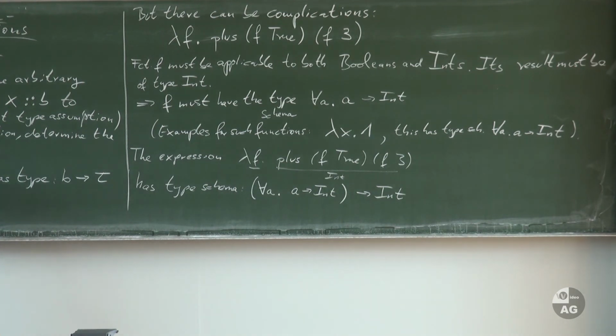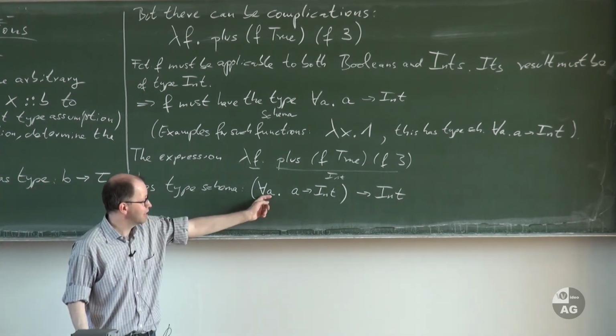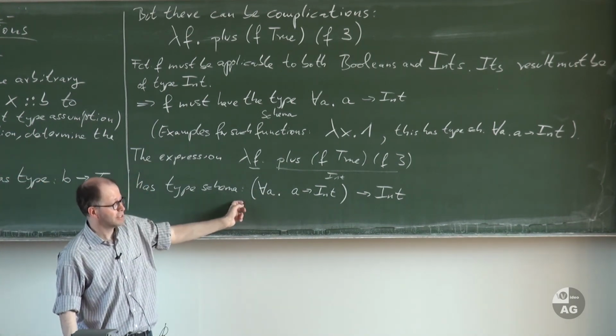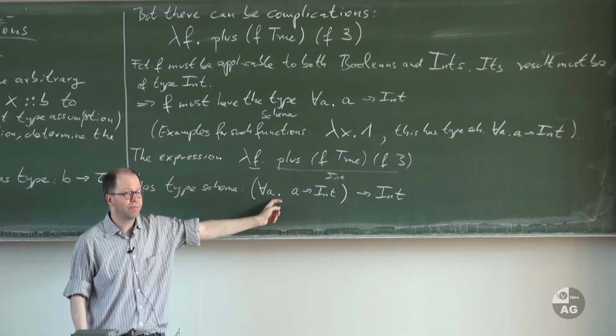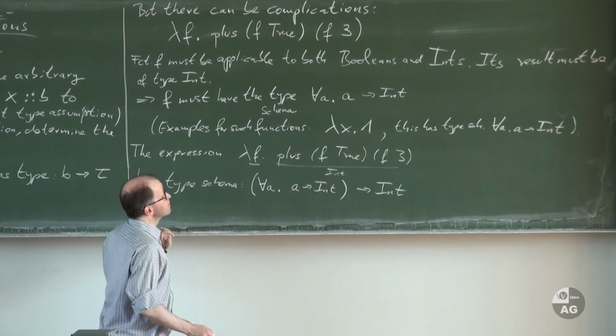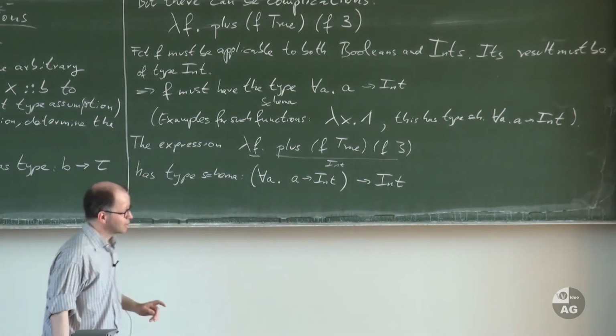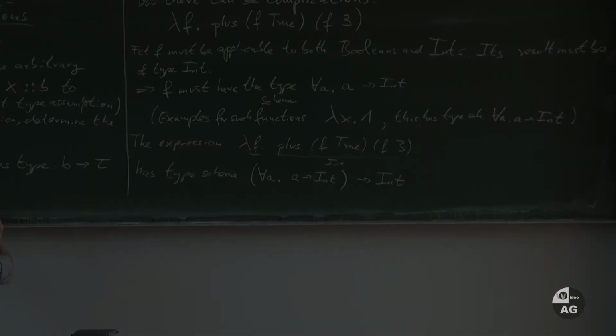And now you can see that this type schema looks different from the type schemas that we had before, because now this quantifier here is not at the outside, but it's somewhere inside. It's inside this argument of the arrow. And that makes a difference. Oh, now I need more space.